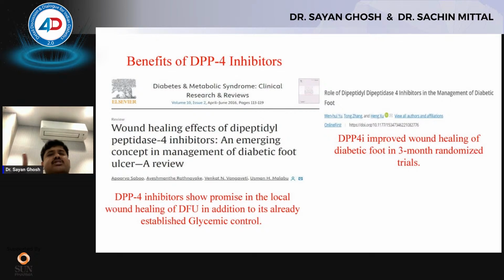Number one, to reduce the insulin dose requirement. Number two, just to accelerate the wound healing. It is not recommended till now, but several studies have shown a beneficial effect on wound healing. So DPP-4 inhibitors improved wound healing of diabetic foot in 3-month randomized trials also.